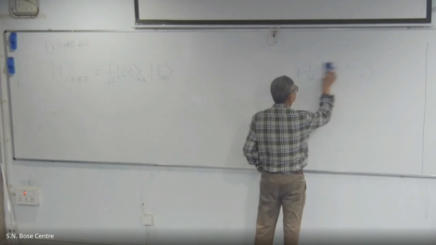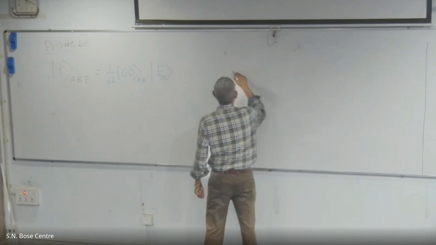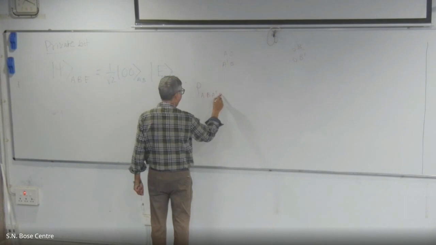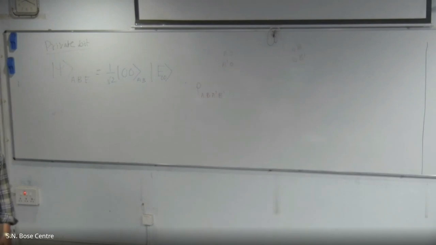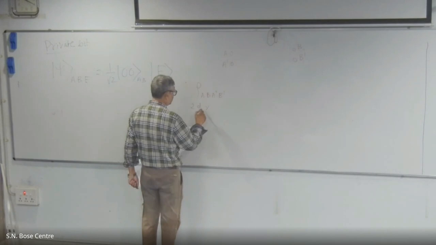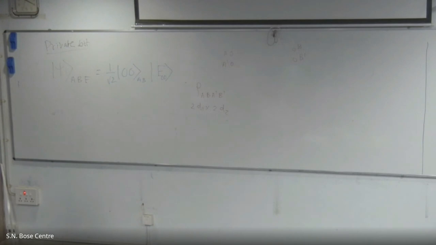I simply generalize the picture. I put A here, B here, a qubit. I put another system, A prime, B prime, and I want to see whether this is a private bit. So now the system is not 2 plus 2, maybe 2 plus 2, but it may be something like 2 plus 2d1 plus 2d2, if the A prime system has dimension d1 and the B prime system has d2. Then I have to modify these equations.